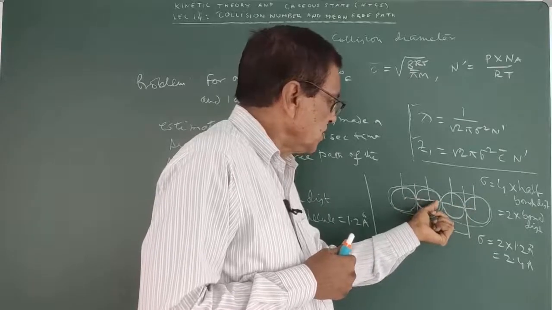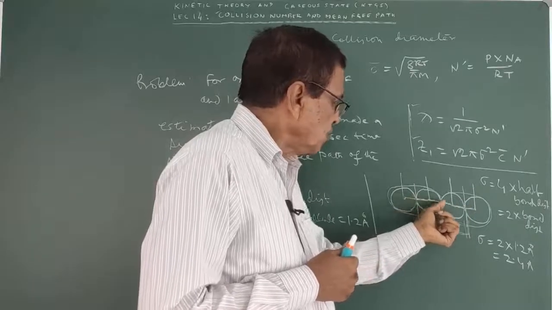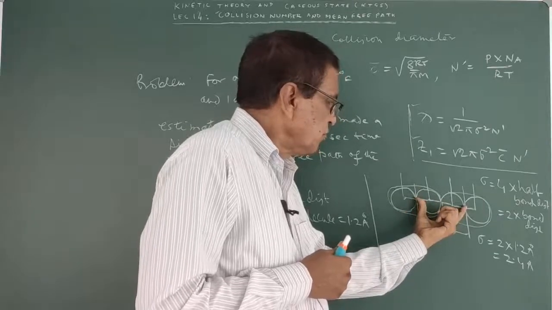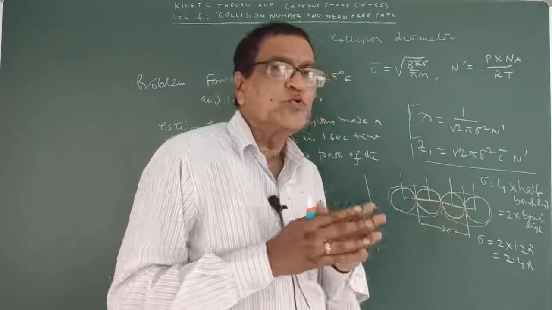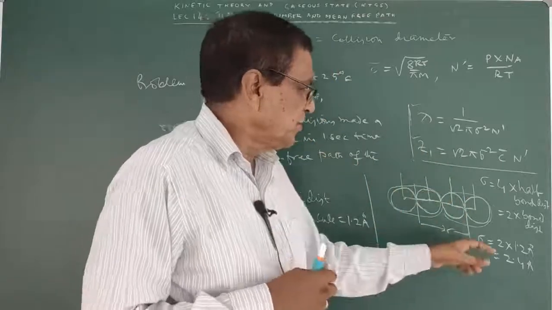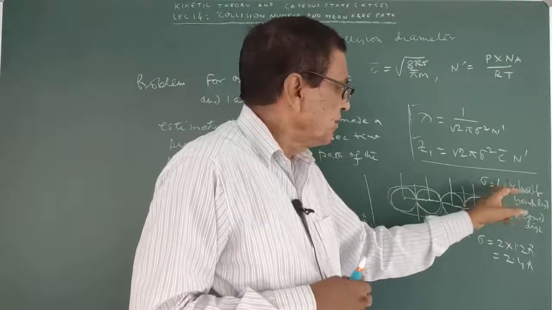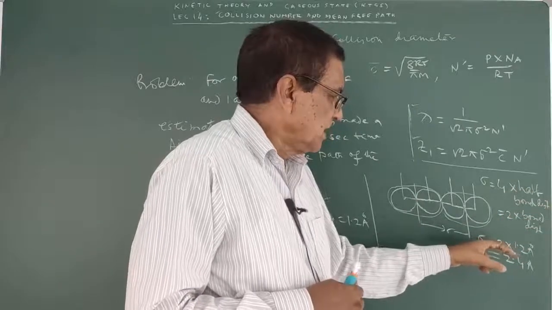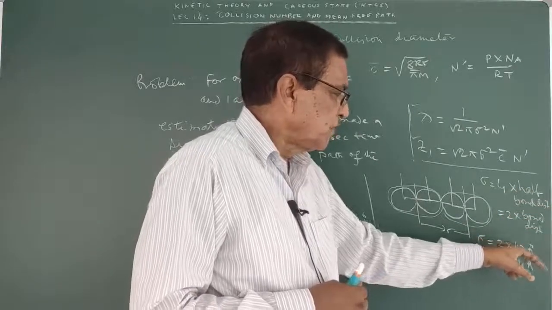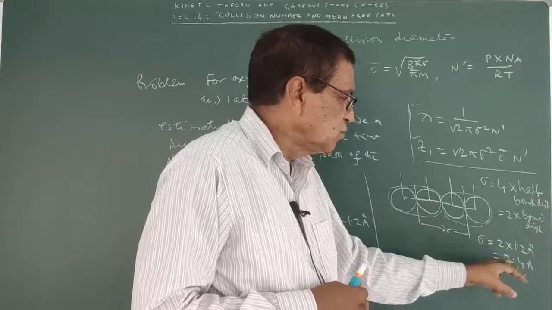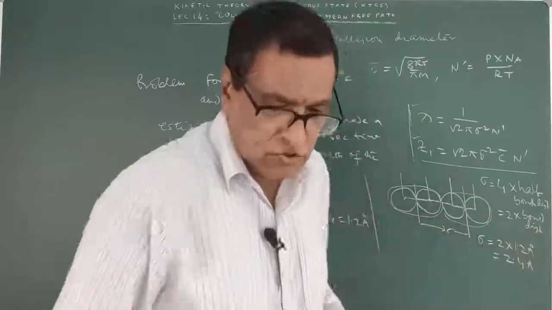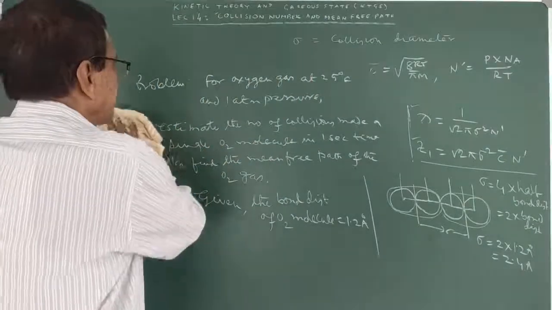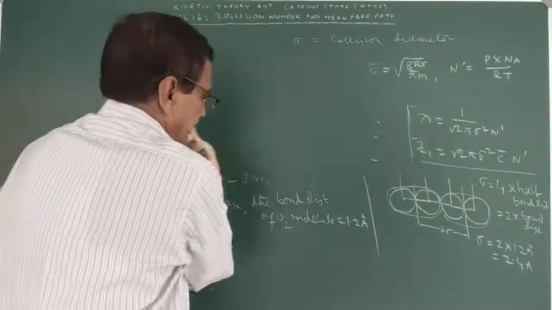So 1, 2, 3, 4 from here to here. 4 half bond distances means 2 bond distances, so sigma equals 2 into 1.2 angstrom, equal to 2.4 angstrom. So all these terms are given. Now let us calculate this problem.